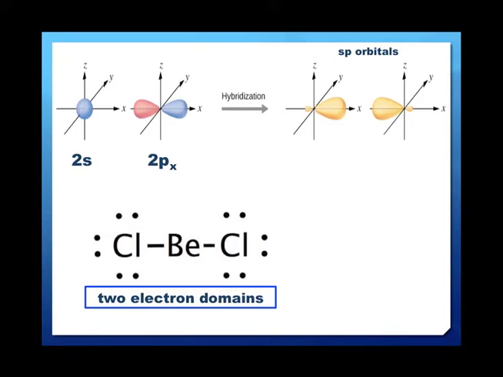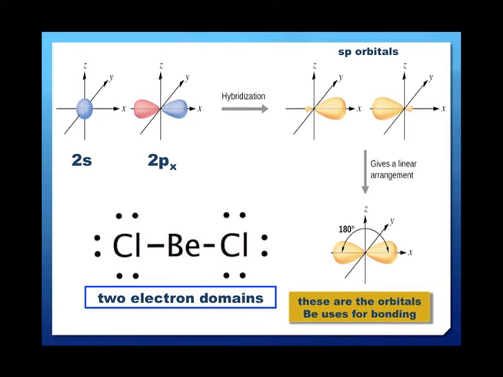These will be equal in shape and energy, and they will have a shape that resembles a combination of the s and p orbitals. These hybrid orbitals will be arranged 180 degrees apart in a linear fashion, and each of them can accommodate the 2 electrons necessary to form a covalent bond. The bonds will occur when the sp orbitals overlap with orbitals from the chlorine atoms.